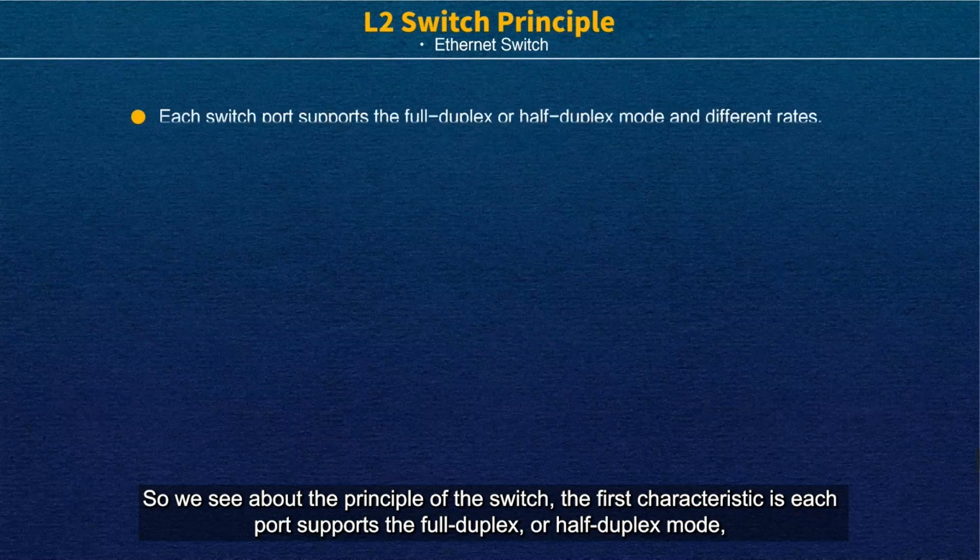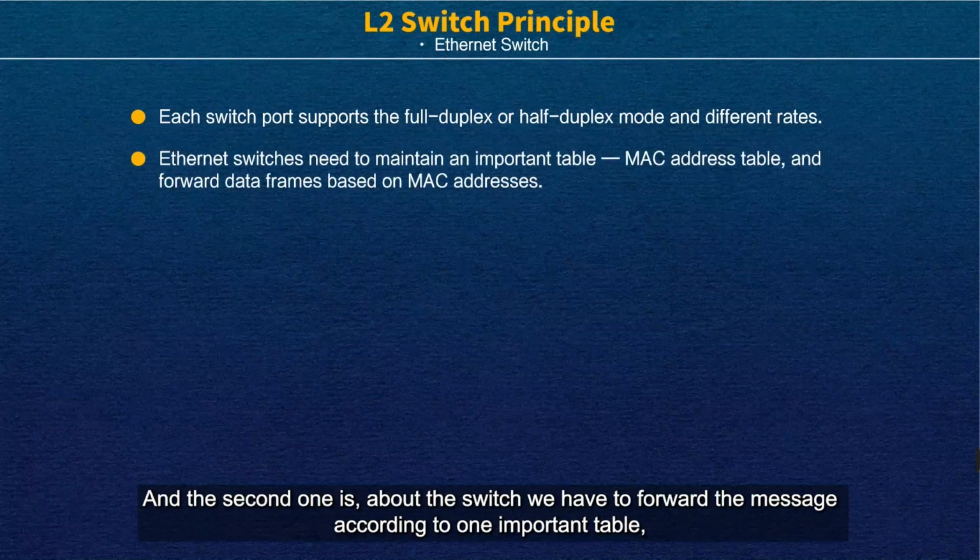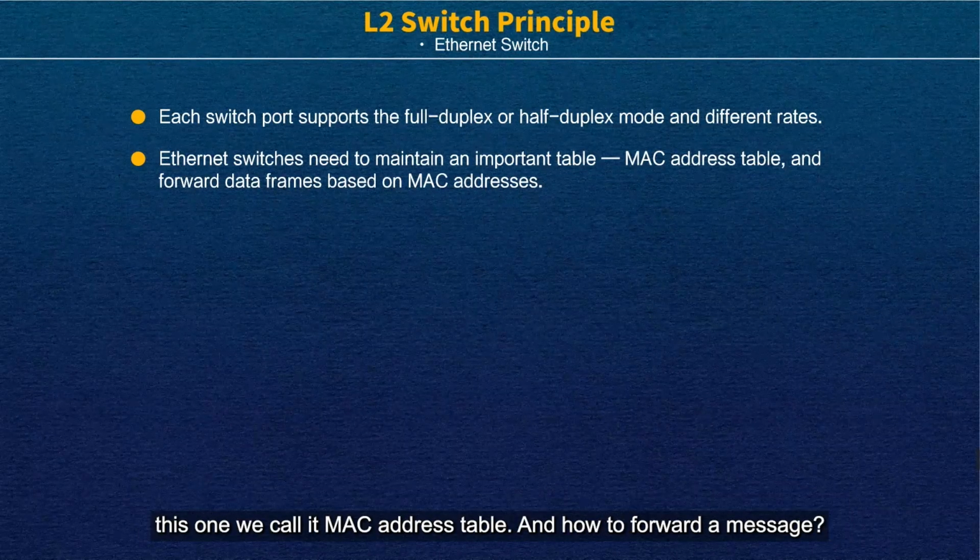So let's talk about the principle of the switch. The first characteristic is that each port supports full duplex or half duplex mode and different rates, depending on which devices you use, because we have different series of switches. The second one is that the switch has to forward the message according to one important table. This one we call the MAC address table.